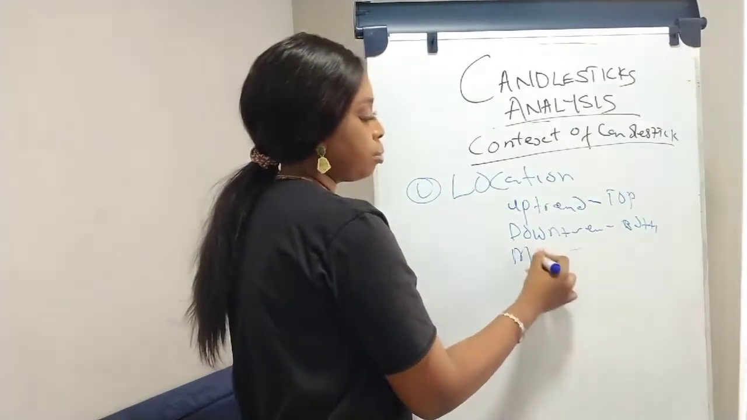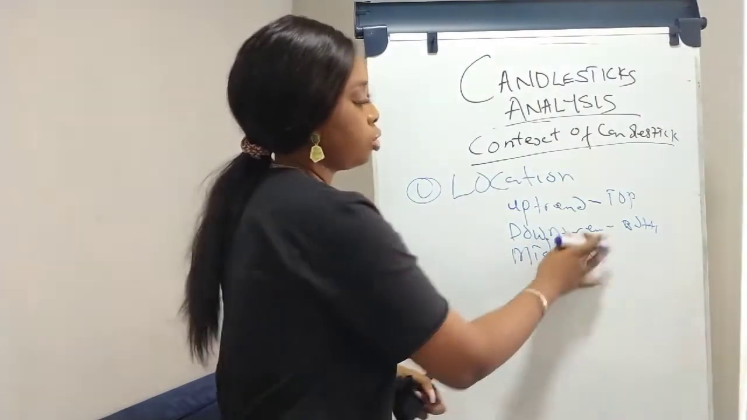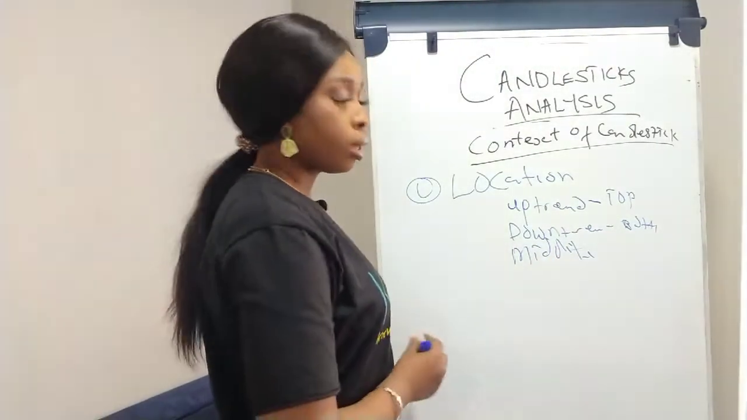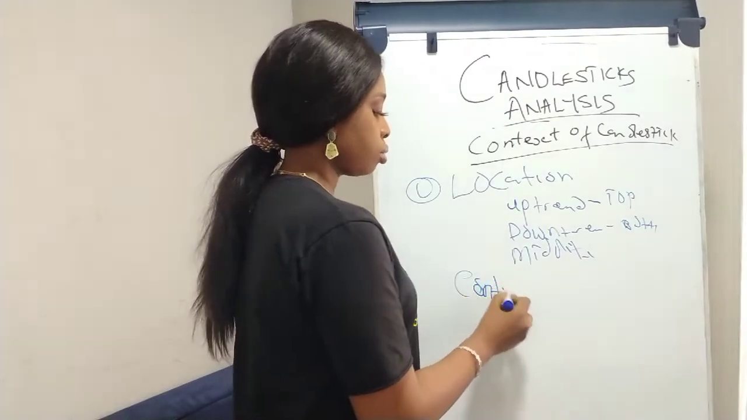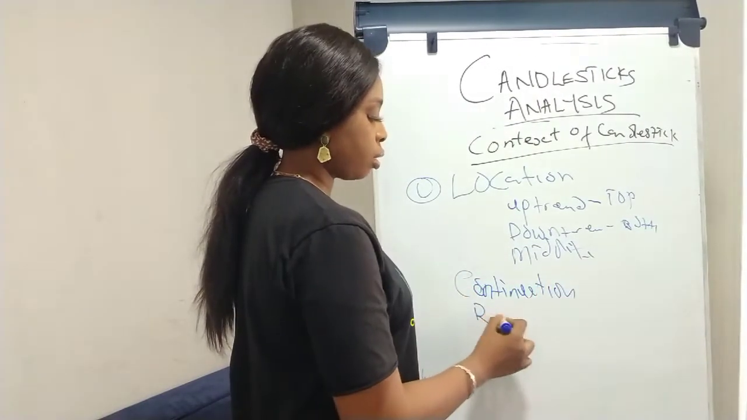Or is it at the middle of the trend? Because candlesticks are classified into their numbers and then the direction, like where is it going? Is it a continuation or reversal?